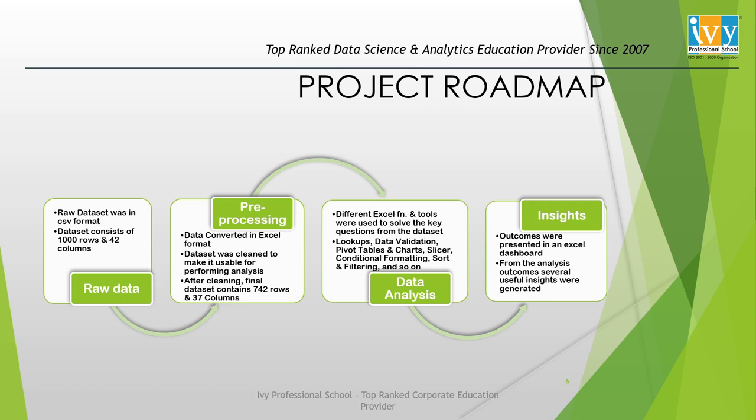For any data analysis project, from collection of raw data to generating insights, it is necessary to follow certain steps for the desired outcomes. The raw dataset was in .csv format, that is comma separated value format, with 1000 records and 42 fields. It was necessary to first convert the data into Excel format and then clean and process the data by removing blank and duplicate rows and performing several simplifications to make the data usable for further analysis. The final dataset consists of 37 fields and 742 records.